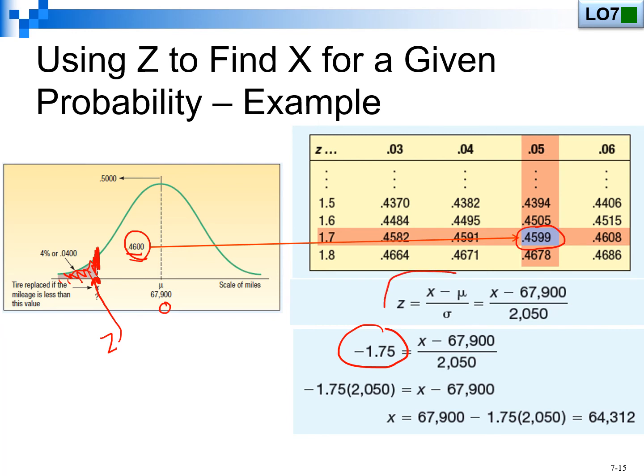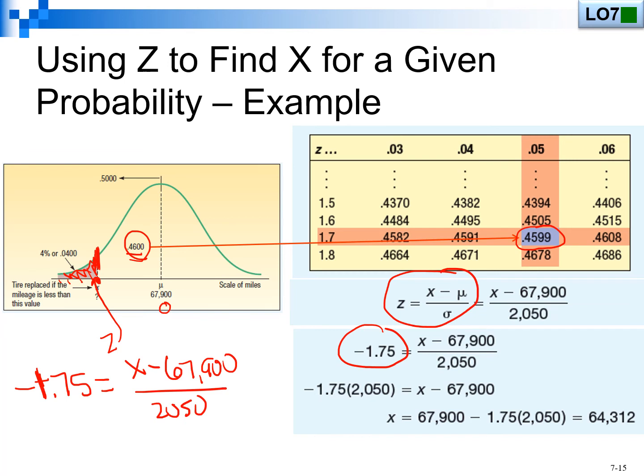So if we go back to this equation, you simply plug it in. You've got a negative 1.75 equals, we're going to solve for x minus the mean, which was 67,900, divided by the standard deviation, which was 2,050. And at that point, you just do the math, cross multiply, take 2,050 times negative 1.75, and then you're going to add over the 67,900. You're going to find that x is then going to be equal to 64,312.